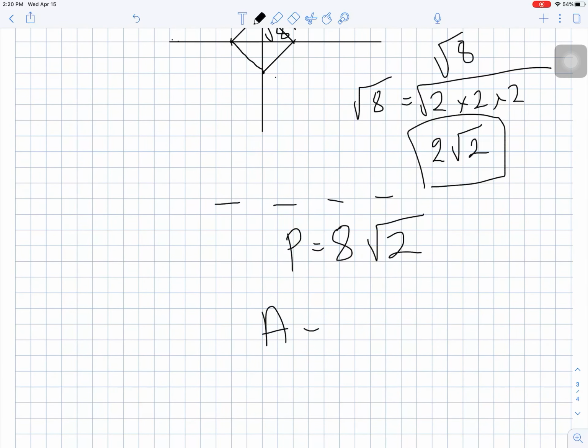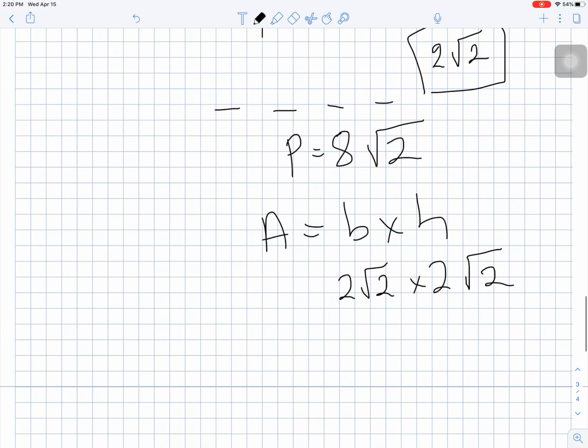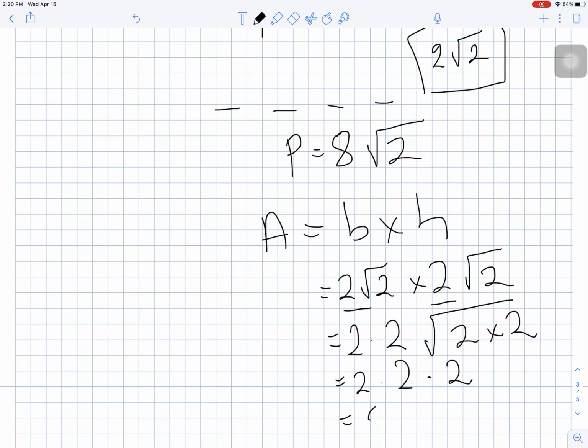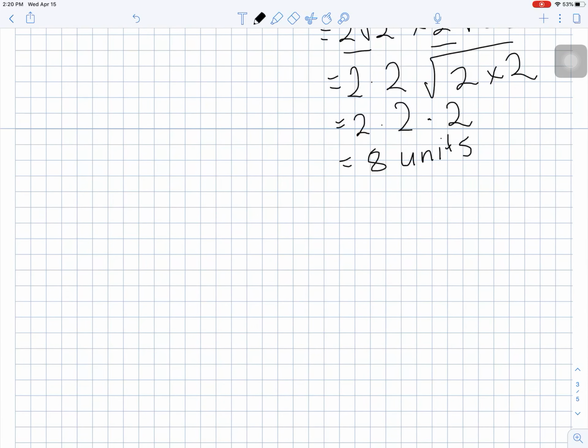All right, so let's go work at our area. So our area equals base times height. Again, our base is 2 times the square root of 2, and height is 2 times the square root of 2. Again, we simplify that to be 2 times 2. We use these 2's, and then we put our square roots underneath. So we wind up finding out that it's 2 times 2 times 2, and then that gives us an answer of 8. So our answer is 8 units squared. Okay, hopefully that made sense. Grade 8, let's move to the next one. That was C. Let's move to D.